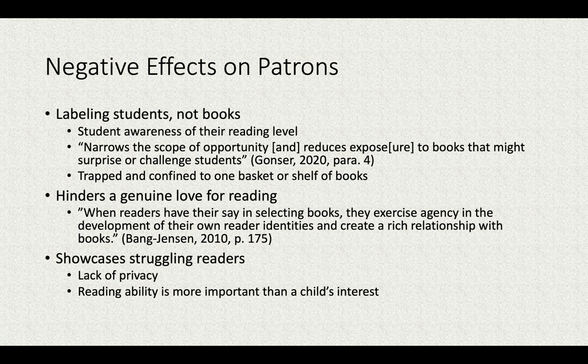Bang Jensen argues that when readers have their say in selecting books, they exercise agency in the development of their own reader identities and create a rich relationship with books. Finally, text-level libraries can indirectly showcase struggling readers to their peers. A lack of privacy when searching in a bin that is defined by your ability sends a message to those around. A child's reading ability should never take the precedent.